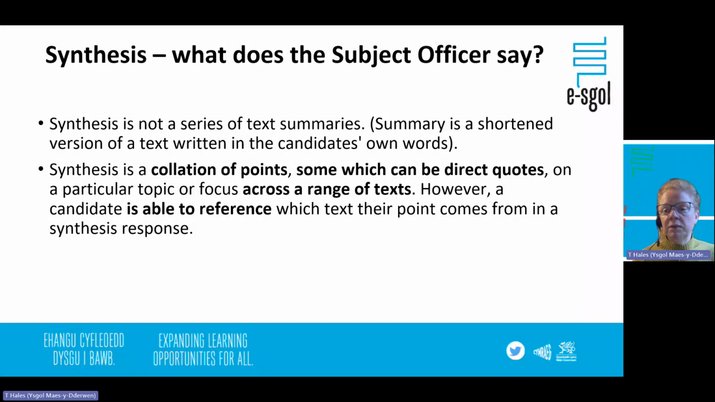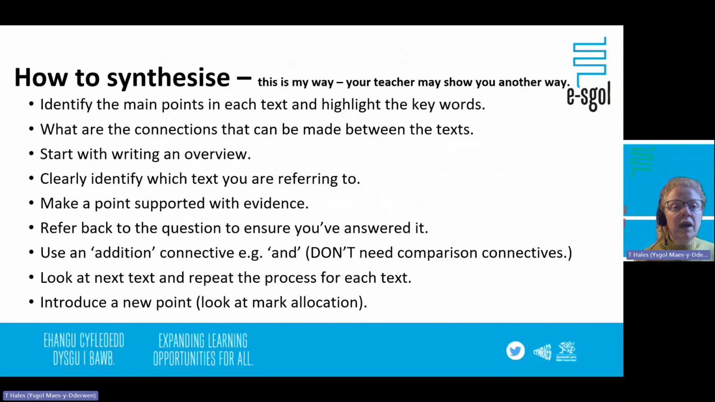So this is where you need to be able to say, text C says this about international work. Text D says this about international work. Text C says, list a few things what text C says. Text D says, list a few things that text D says. You don't need to compare. You don't need to use the comparison connectives. So this is one way of synthesizing. Your teacher may have told you a different way. You stick to what you're confident with, what you're comfortable with.